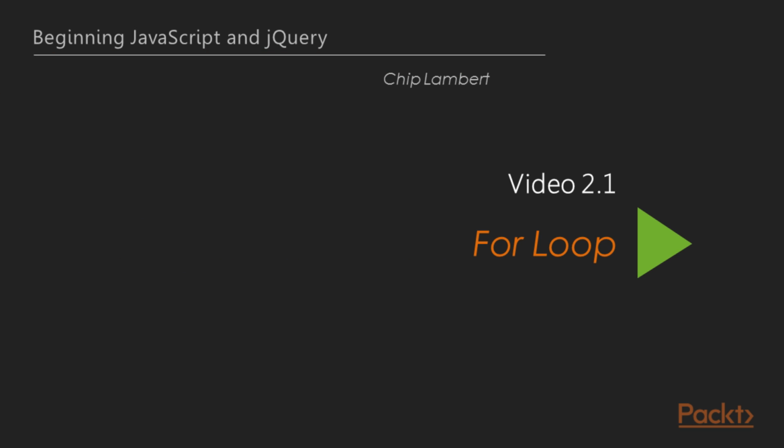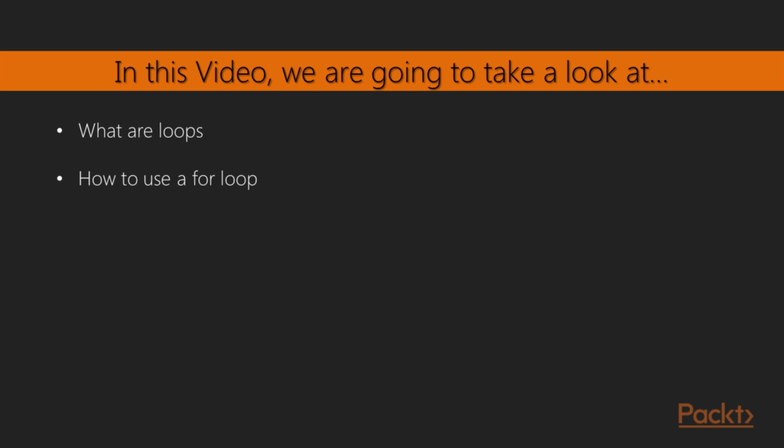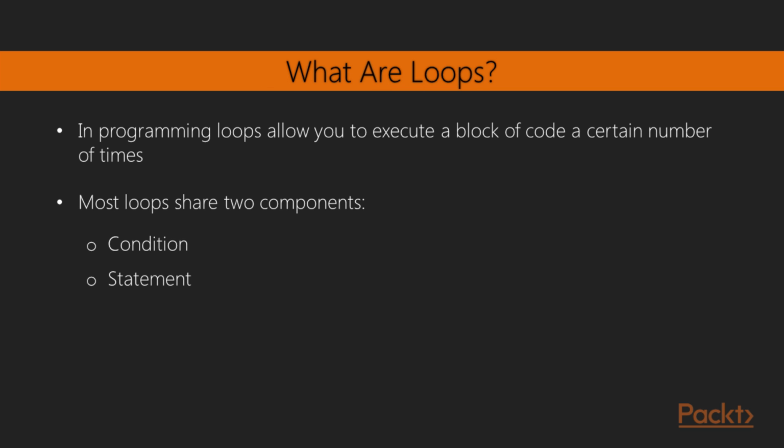So let's go ahead and begin with the for loop. To start with, we're going to talk about in general what loops are from a programming standpoint. And then we're going to talk about how to use a for loop. What are loops? In programming, loops allow you to execute a block of code a certain number of times.